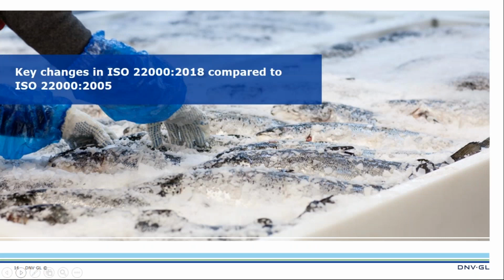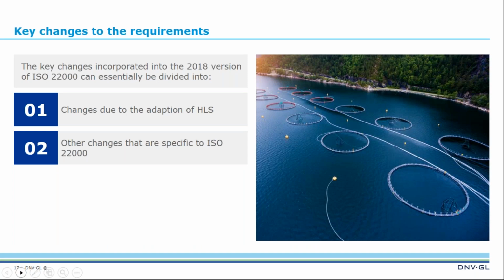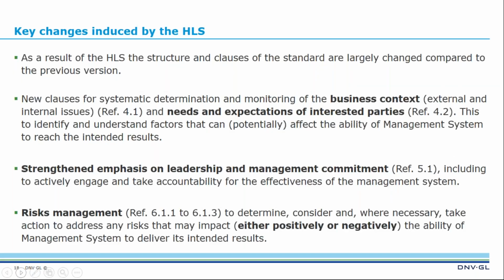Now we will look a little more in depth at the key changes in ISO 20000 compared to the old version 2005. Of course, the first change is due to the adaptation of the HLS. The main key change in this ISO 20000 is that it is now structured in a high-level structure. The other change is that there are further explanations and clarifications of the food safety management system specifically for ISO 20000. As a result of the HLS structure and the clauses of the new standard, this is considered a very big change compared to the previous version.